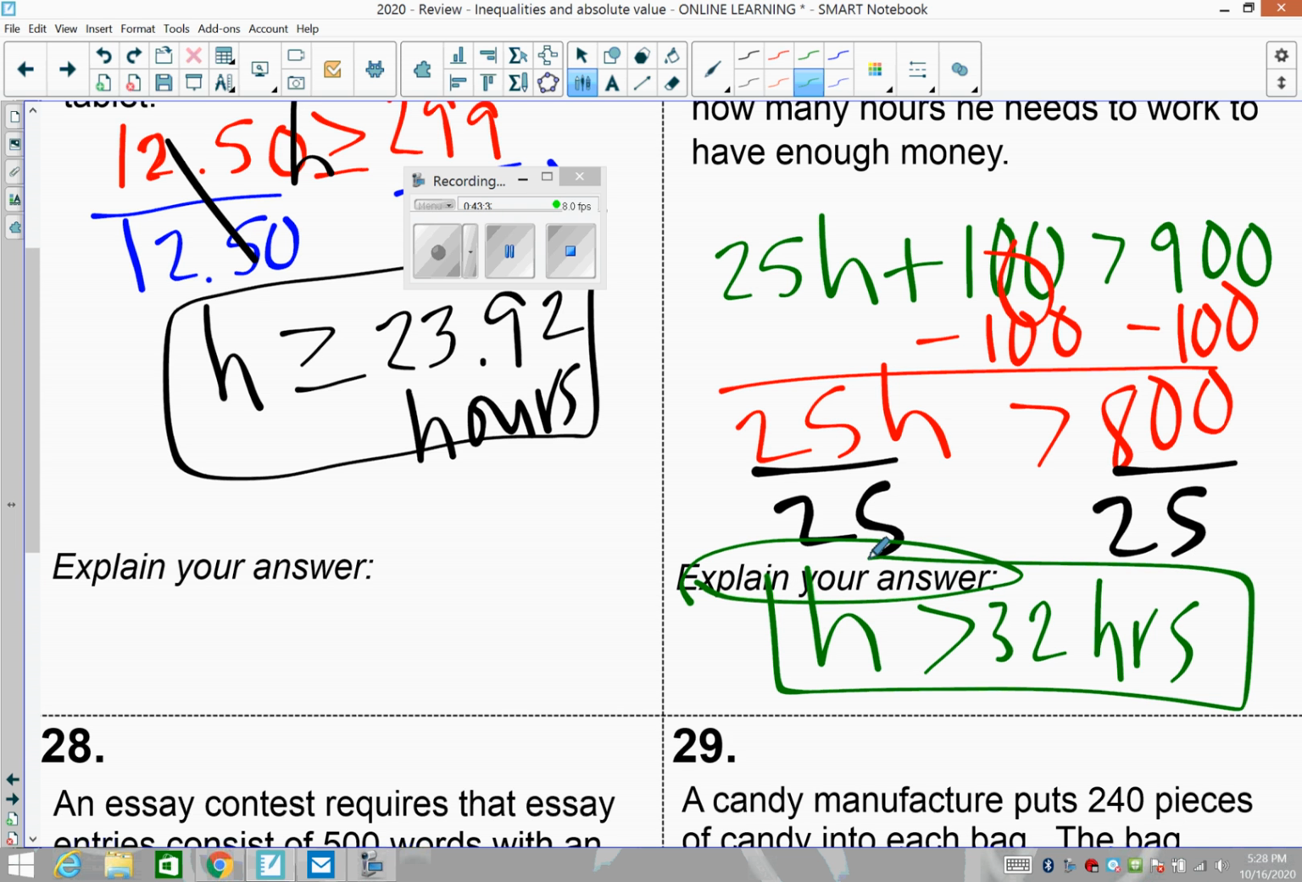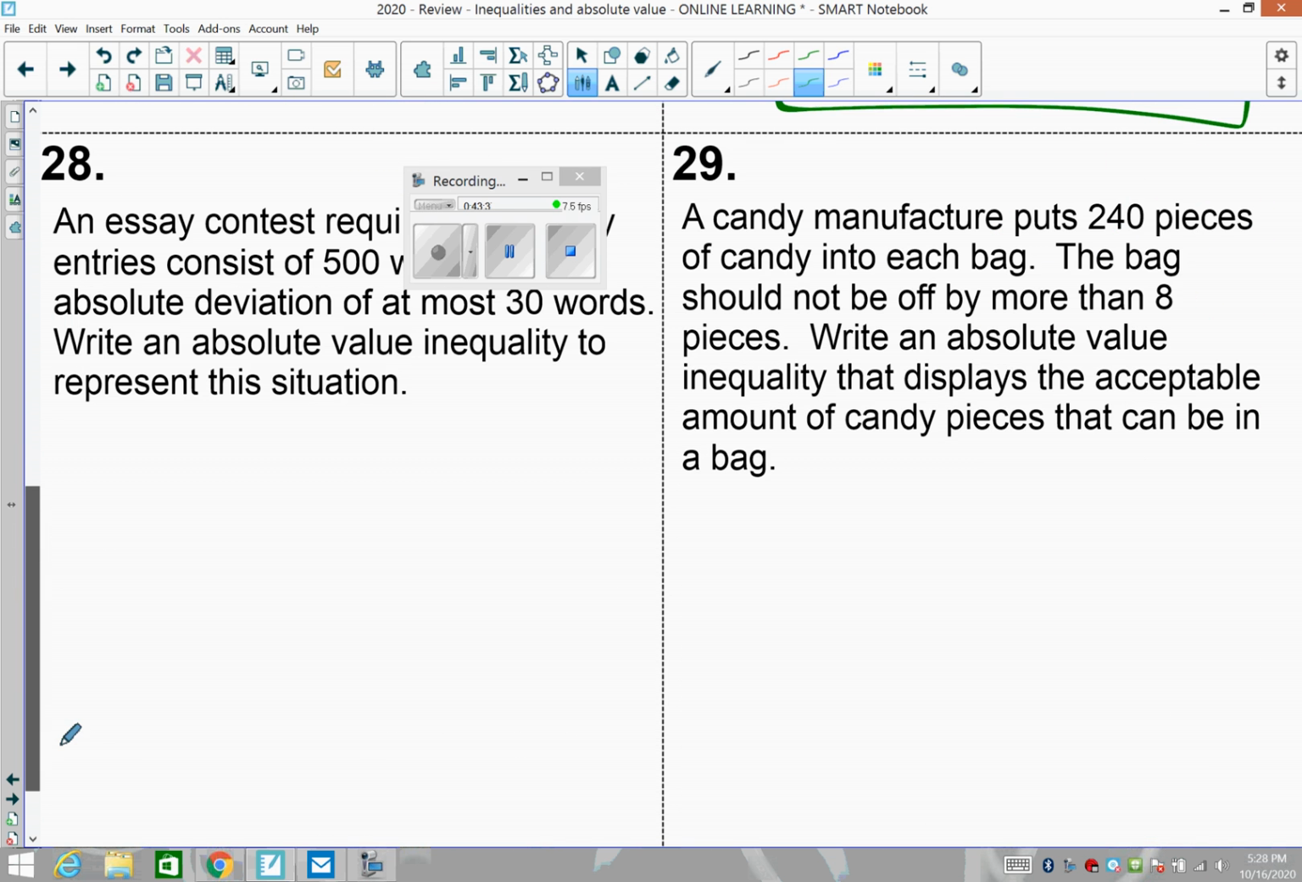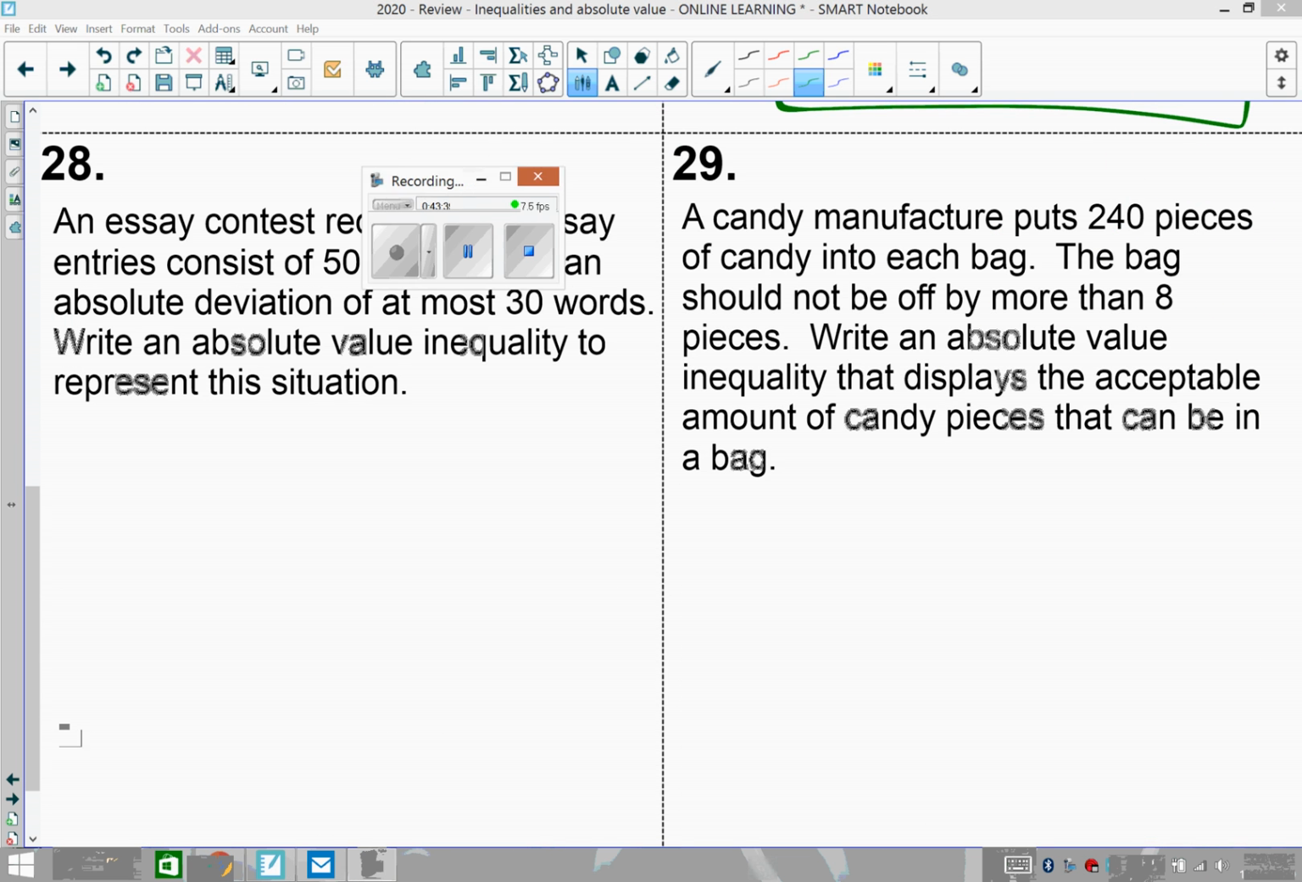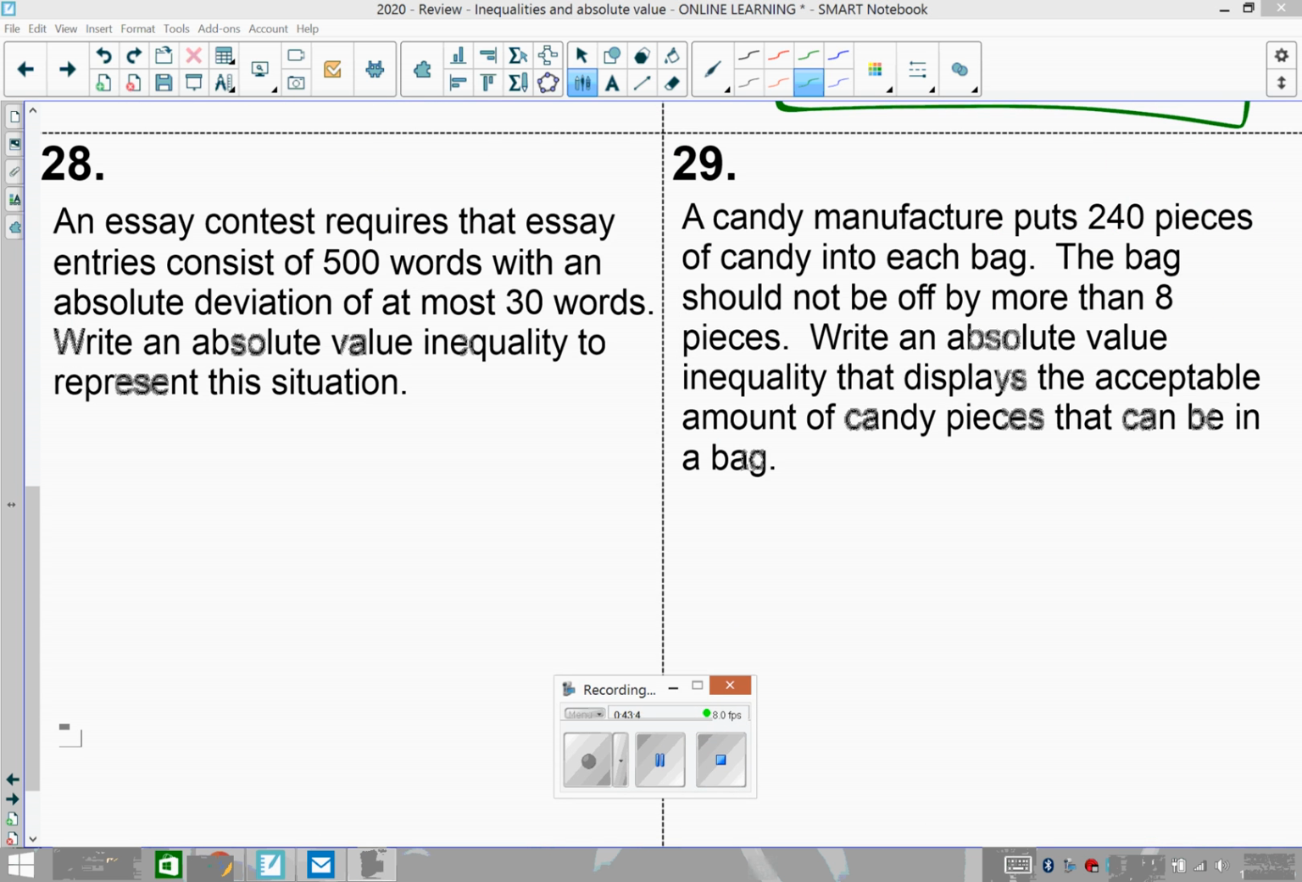I just am out of room, so I'm not going to be able to write it out in words. Same thing here. All right, almost done. Last two problems. Last two problems are on kind of standard deviation stuff.